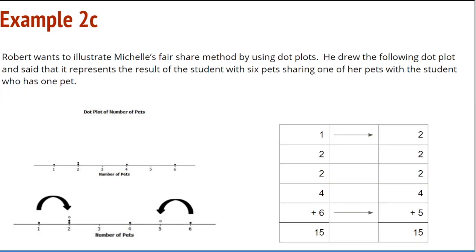So looking again more carefully at what he did, you can see we've got the arrows here. We started out with 1 pet, but now we have 2 because the person who had 6 gave away one of theirs. The person who had 1 pet now has 2 pets. The person who had 6 pets now has 5 pets. The total number of pets has not changed. It is still 15 pets. What has changed is how they are distributed, how many each person has.